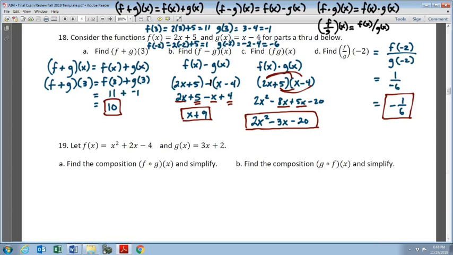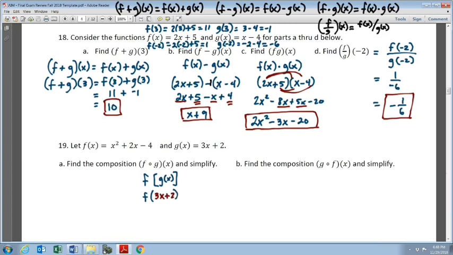On number 19, we've got two functions here, and we're finding the composition function. We say f of g of x. And I always say if you can say these, then you can remember what they mean. f of g of x means f of g of x. We're plugging g of x as an input into the f function. We sometimes call g of x the inner function. So let's go ahead and plug g of x in.